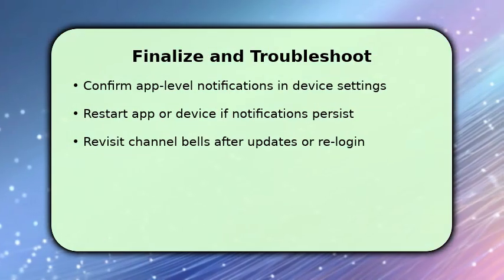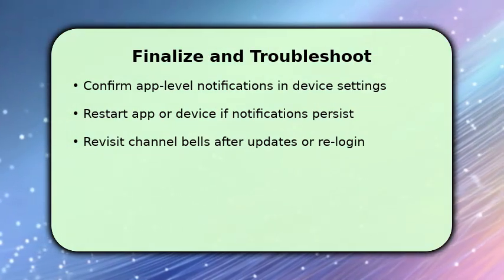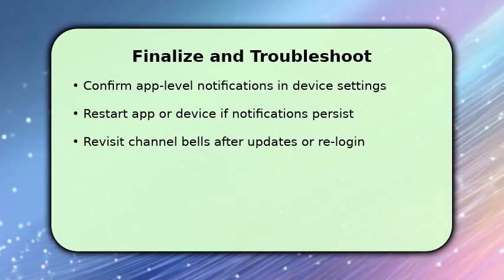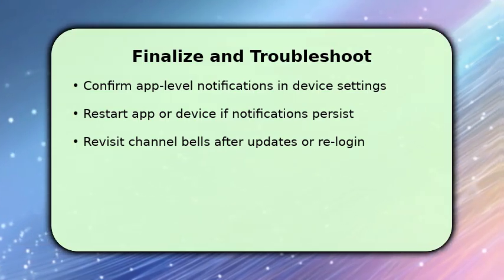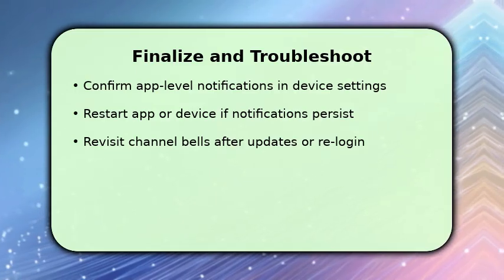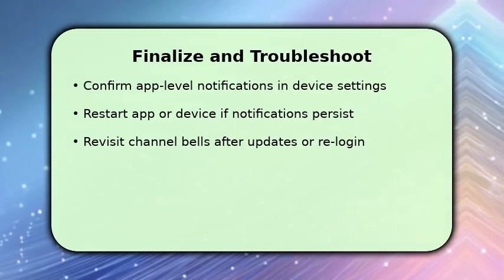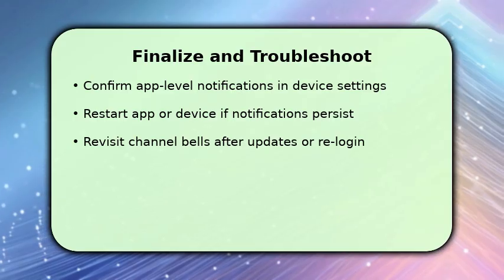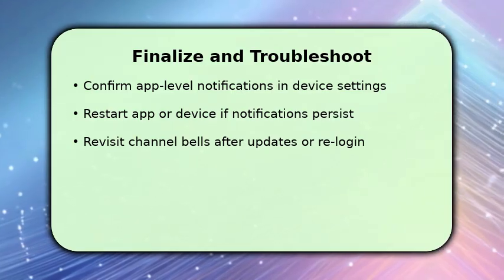Finish by verifying device-level app permissions. Open iOS or Android settings and ensure YouTube notifications are allowed or blocked as you prefer. Once done, restart the app or reboot the device to apply changes. That clears cached notification behavior.